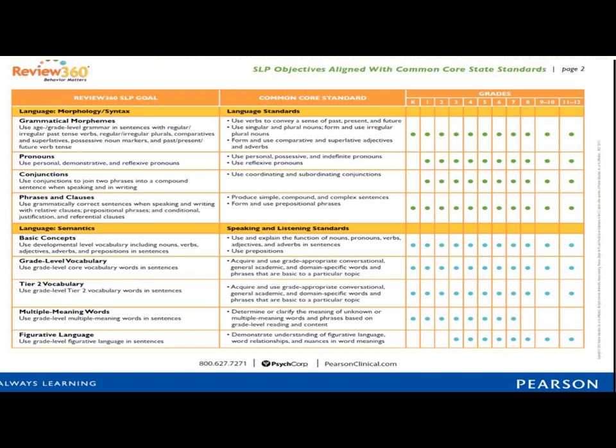So there's a great way in terms of using Review360 for developing your goals and objectives to also have a talking point with teachers to coordinate your work on semantics. Quite a few people in a school building spend their time working on vocabulary. So for language disordered students, it's really, really important to coordinate that work and to maximize the effectiveness and support for the students who struggle with semantics.